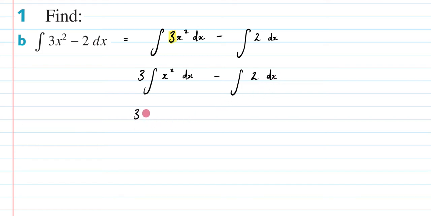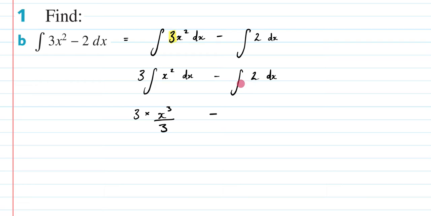So I'm going to have 3 times, now x squared, if I was to integrate that, I'm going to plus 1 to my power, so it's going to become 3, and then I'm going to divide by that number. Then I'm going to have a subtraction, and now I'm going to have to integrate 2.